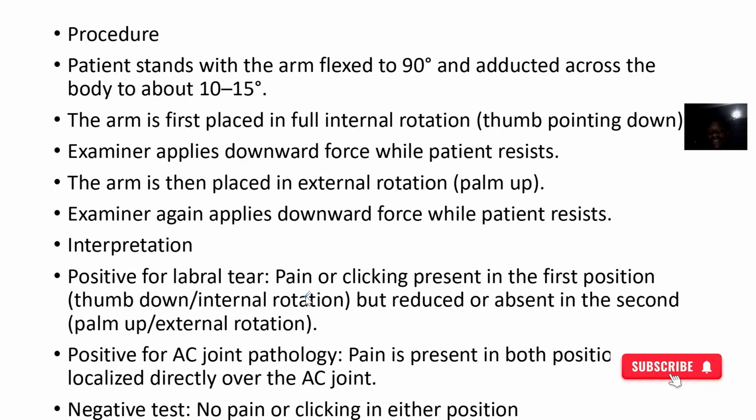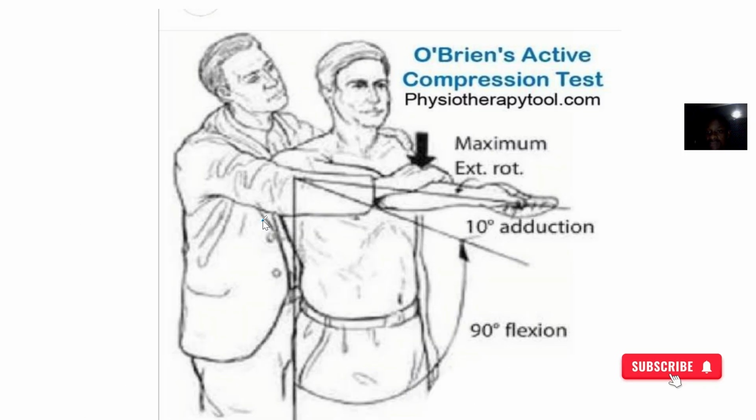Procedure: the patient stands with the arm flexed at 90 degrees and adducted across the body, about 10 to 15 degrees. The arm is first placed in full internal rotation. The examiner applies downward force, and you tell the patient to resist the force you are applying. Then the arm is placed in external rotation. The examiner again applies downward force while the patient resists. So you put your palm up, you put your palm down, all while they are trying to push it down.